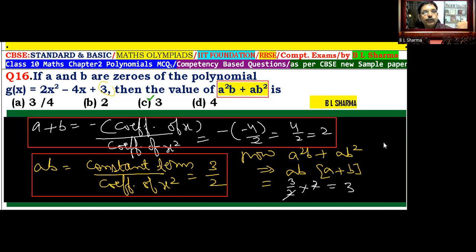First you find out the sum of zeros, then find out the product of zeros, and in this case a square b plus ab square, take ab common, and what is left? a plus b, means product of zeros into sum of zeros will be your answer. Sum of zeros is 2 and product of zeros is 3 upon 2.